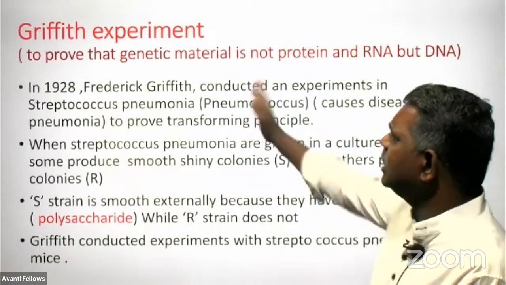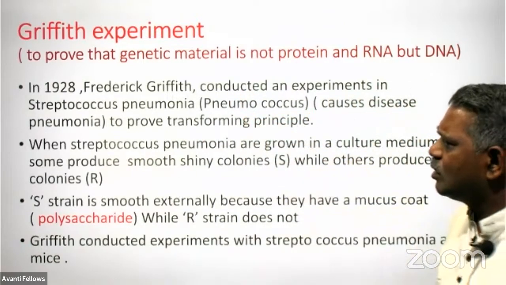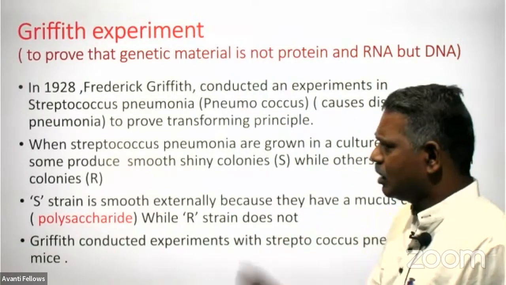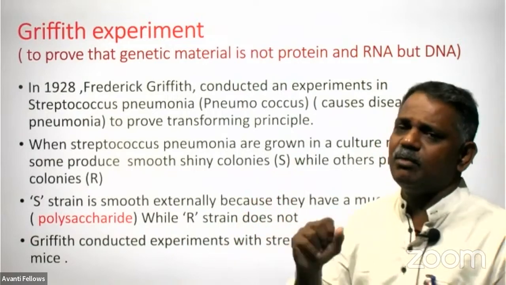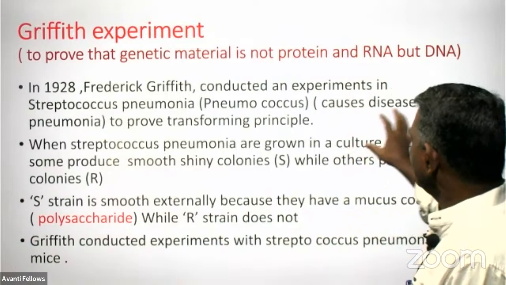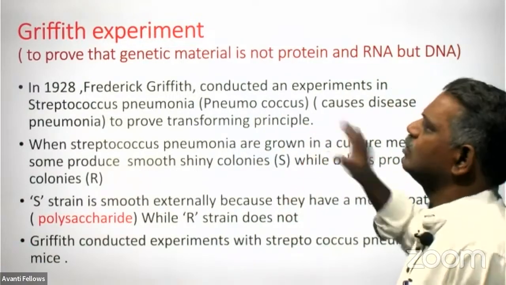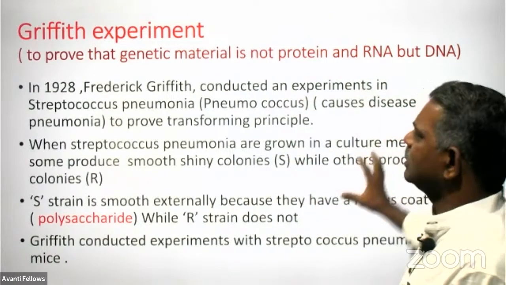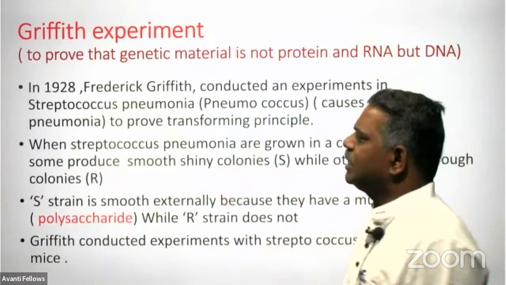In 1928, Frederick Griffith conducted an experiment on Streptococcus pneumoniae. It is a pneumococcus bacterium, a coccus, round-shaped bacterium, which causes a disease called pneumonia. He did it to prove the transforming principle. From this experiment, other scientists later proved this transforming principle. We will see the principle later.